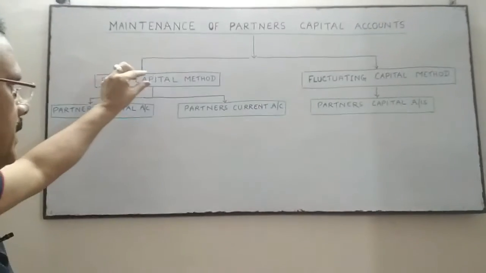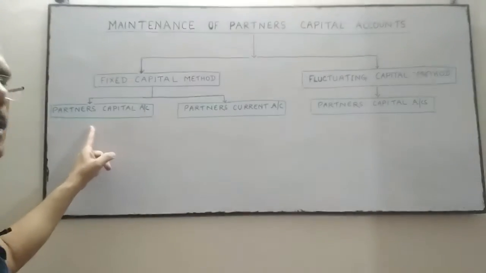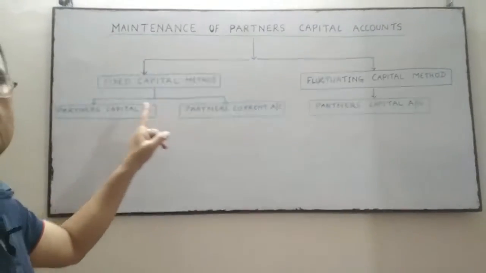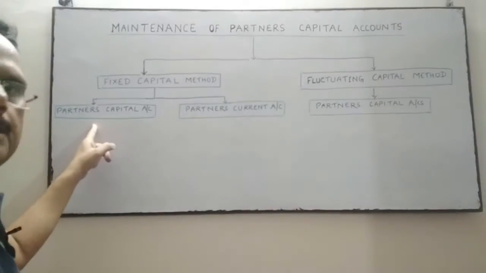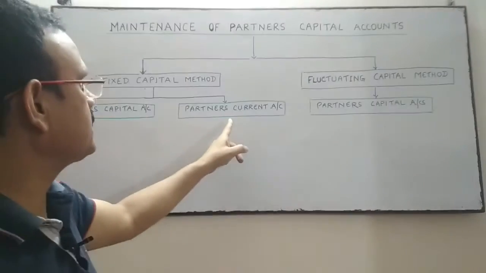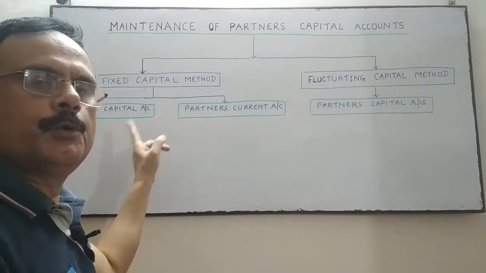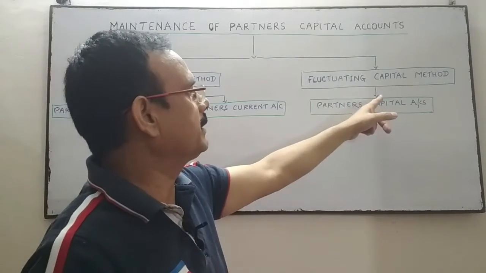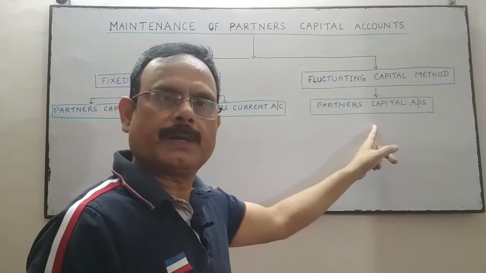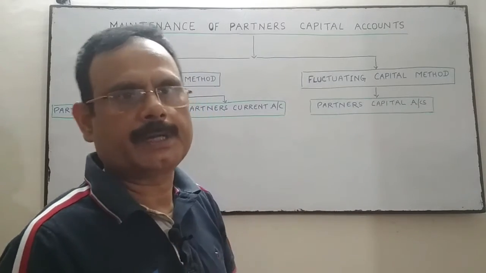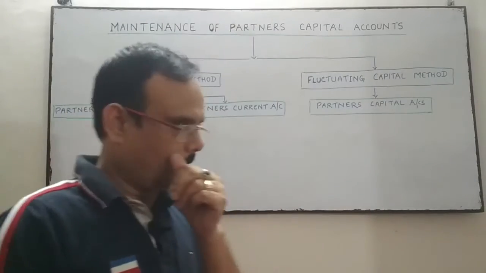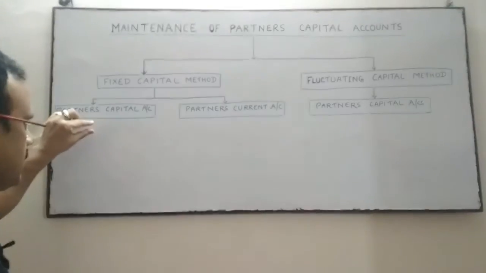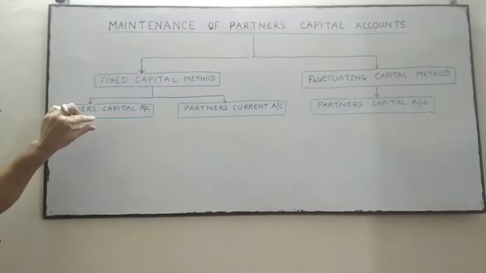In fixed capital method, two accounts will be operated separately: fixed partners capital account and partners current account. But in fluctuating capital method, only one account will be operated, that is partners capital account. Now come to the partners capital account under the fixed capital method.